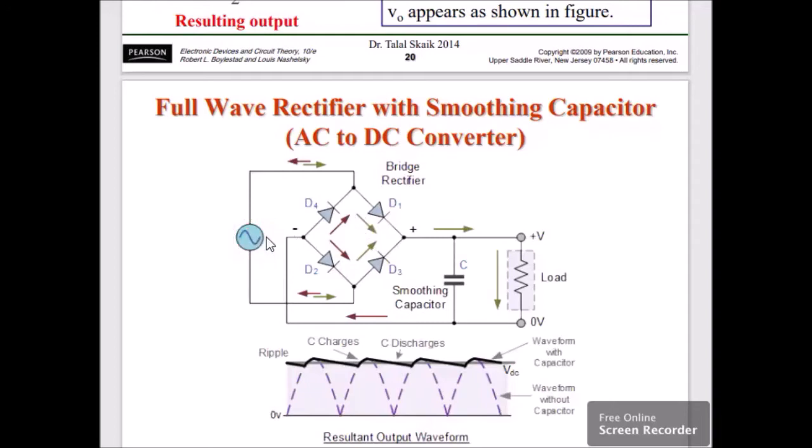Ito po yung input natin. This is our bridge network. Ibig sabihin, meron siyang full wave na output. Kapag nilagay natin siya sa capacitor, tawag natin siya ni smoothing capacitor, nagiging ganito yung output niya. From pulsating, nagiging ripple siya. Hindi na siya gaanong wavy, nagiging ripple siya. It is due to the charging and discharging of this capacitor.